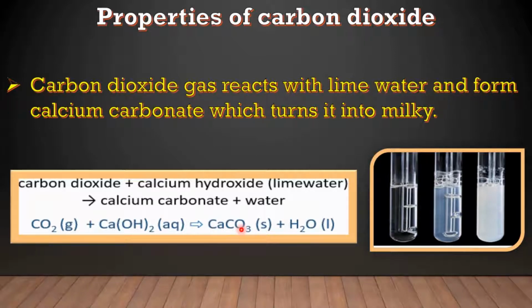The reaction for the same can be written as carbon dioxide CO2 reacts with calcium hydroxide Ca(OH)2, which is also called lime water, to form calcium carbonate CaCO3, which is a white precipitate, along with water.